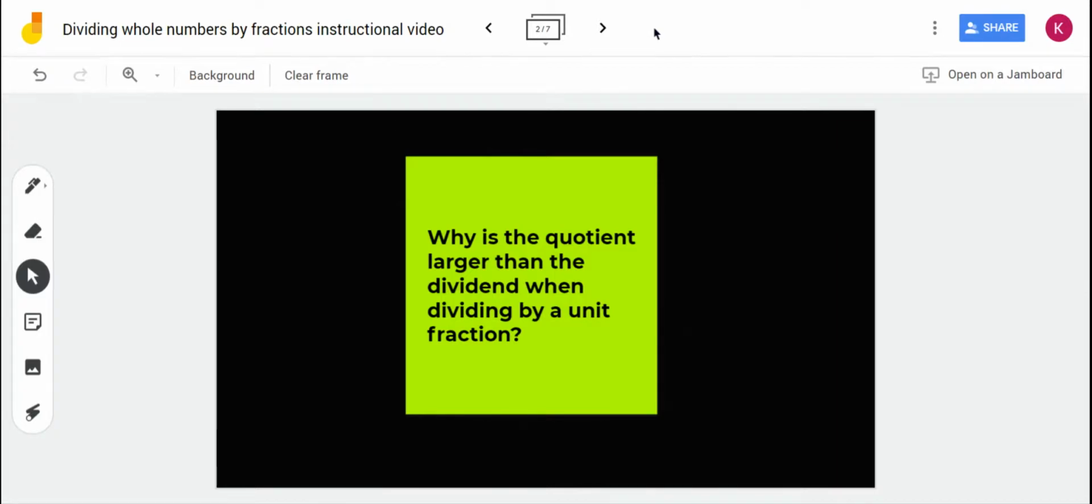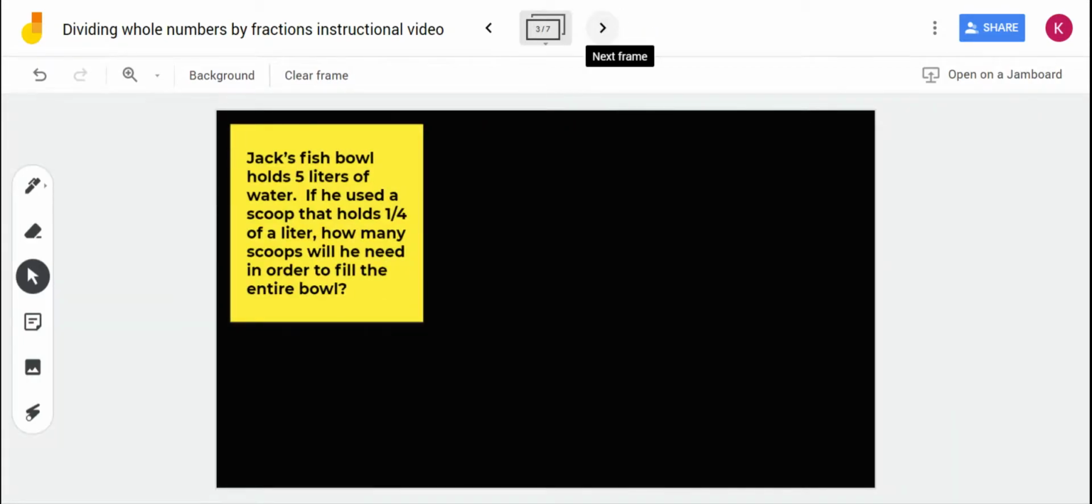So let's read it again now that we know what those vocabulary words mean. Why is the quotient larger than the dividend when dividing by a unit fraction? I want you to think about this, and we'll come back to this question after we do our examples and review of this learning that we've already had. So let's look at this example.